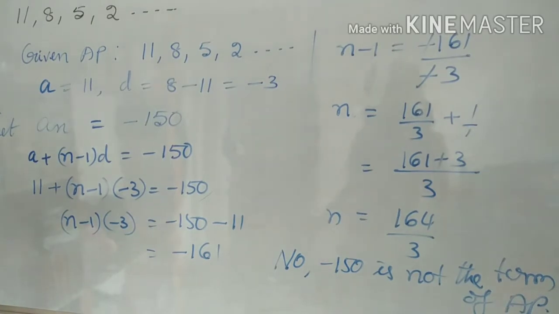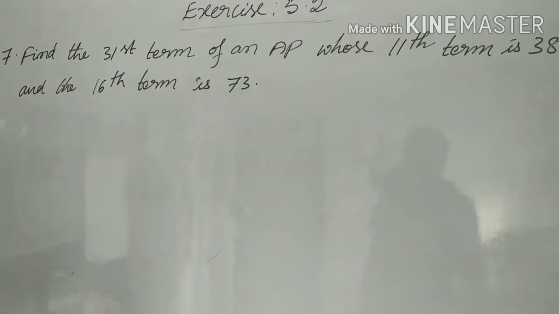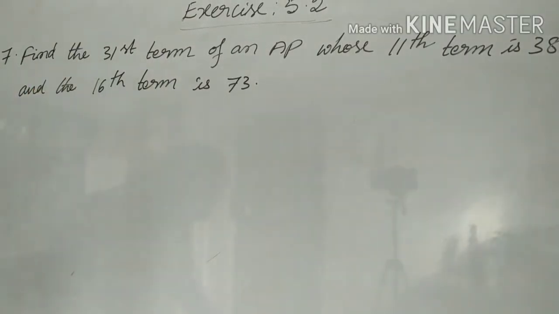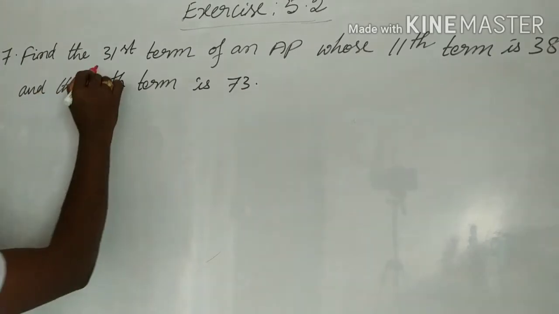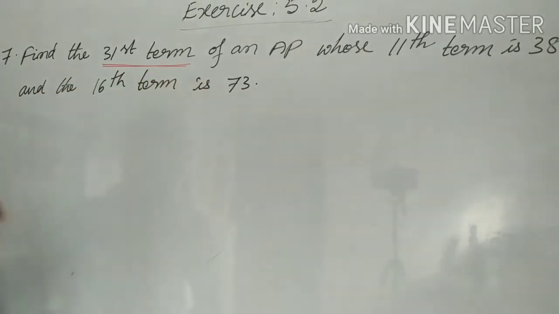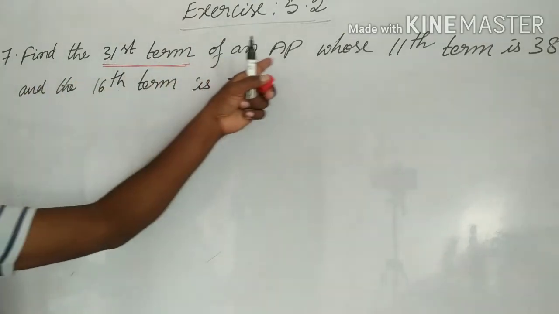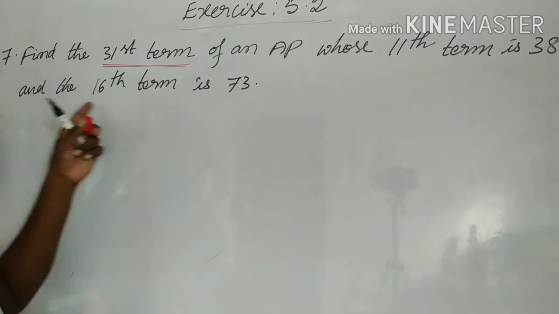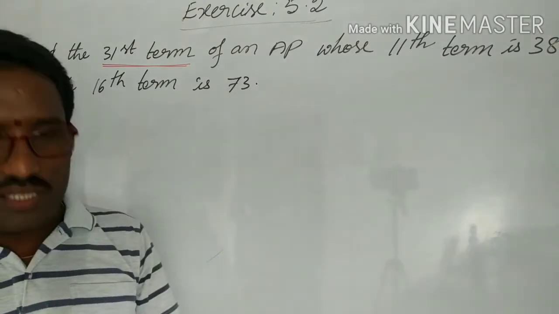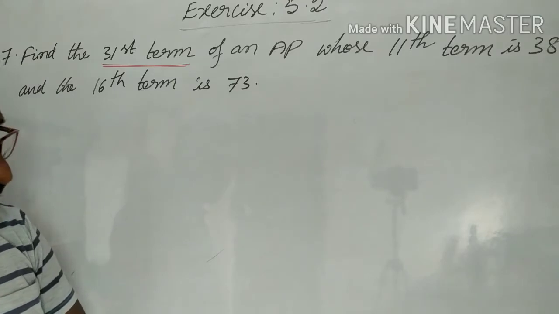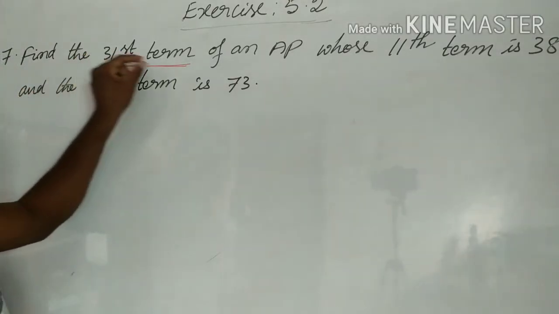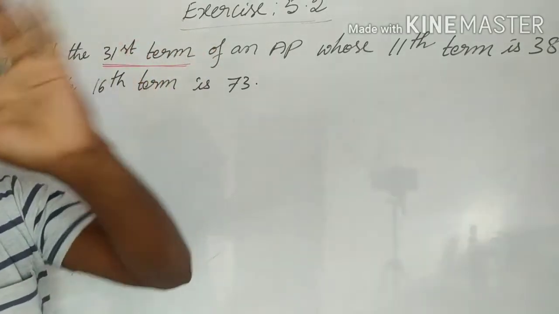Okay. Now see, seventh problem. Find the 31st term of an AP whose 11th term is 38 and the 16th term is 73. Here what is given? The 11th term is given and the 16th term is given. Find the 31st term, that is what is asked.